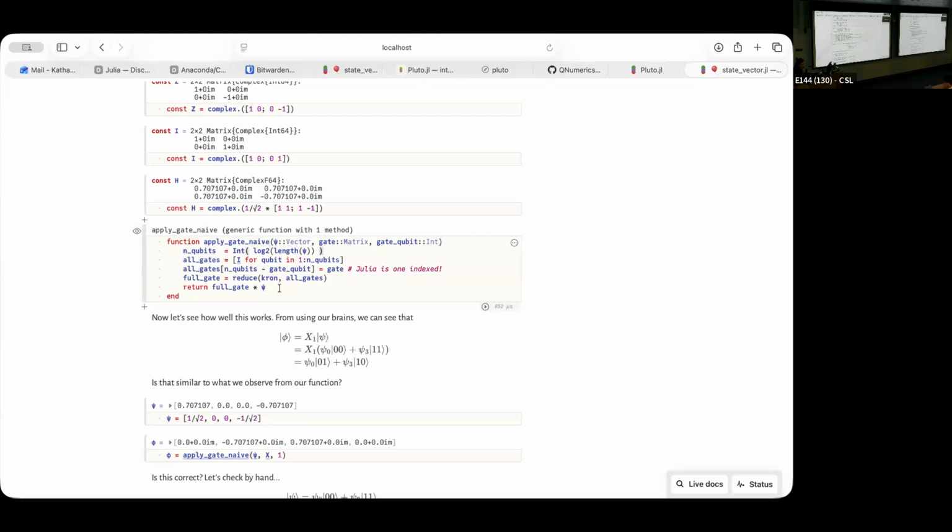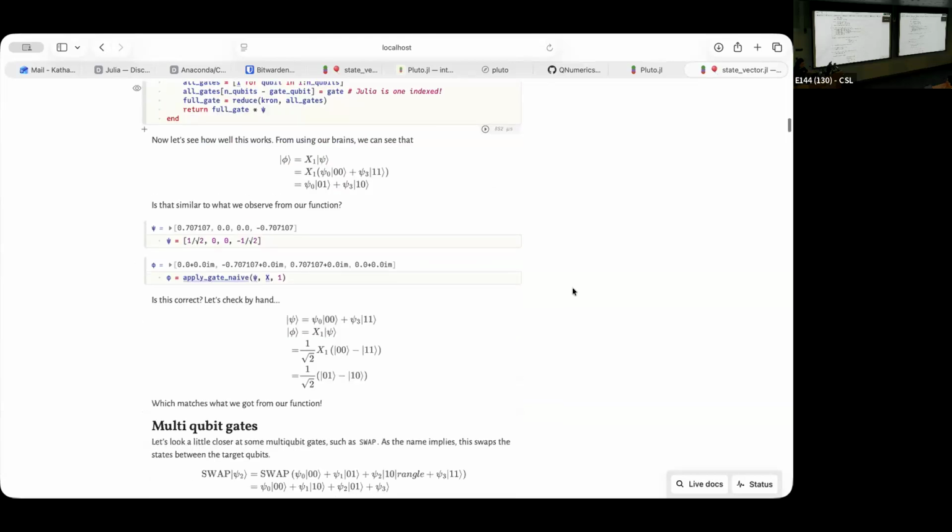Okay. So this is the most naive way to set up a quantum circuit simulator. It only works right now for single qubit gates, although we'll discuss how to extend it to more later. So we just construct the full matrix for the entire unitary operating on the system and multiply it by psi.